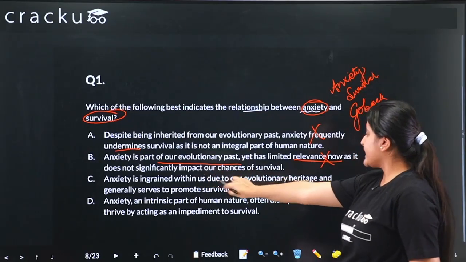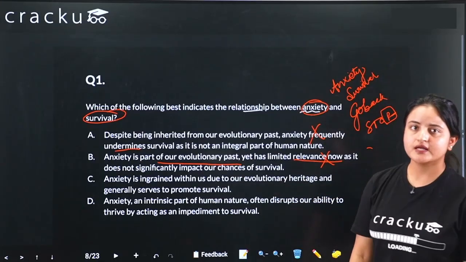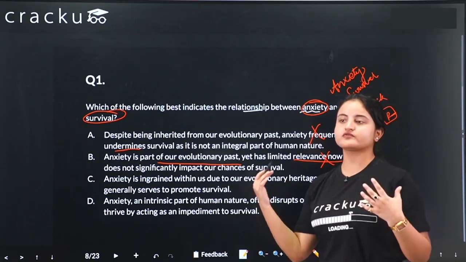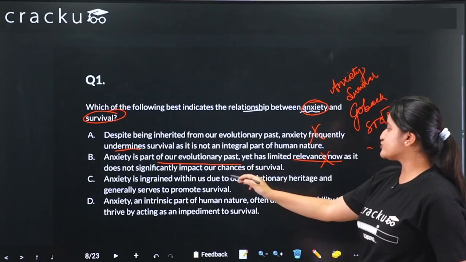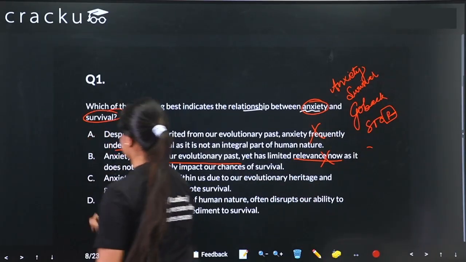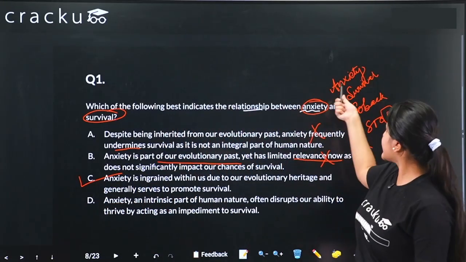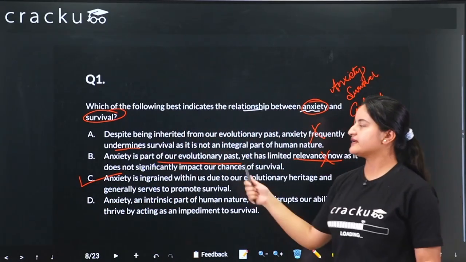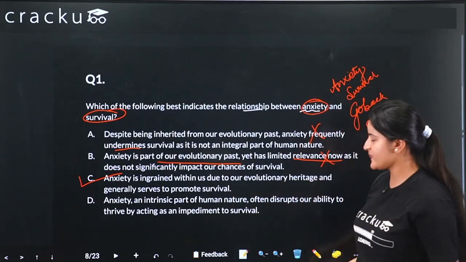Anxiety is ingrained within us due to our evolutionary heritage. True, right? Because of our evolution, because of need to sense the danger, it is there in us. And generally serves to promote survival. Very nice sounding option, very true also, that anxiety is helping survival, and anxiety is something that we all have. It is ingrained in us.